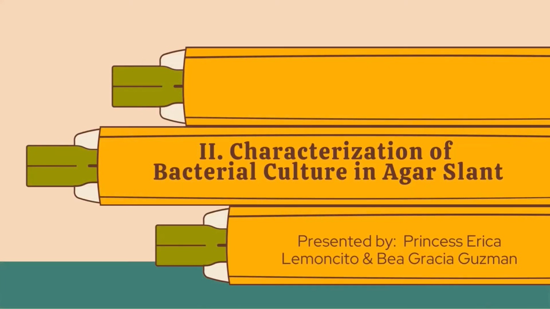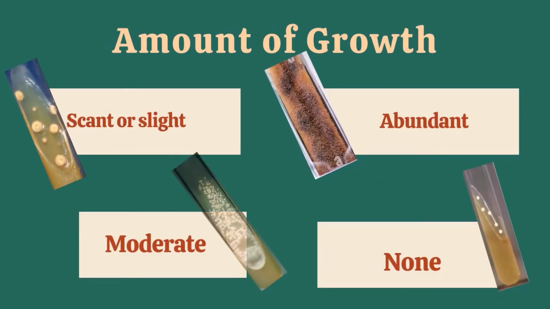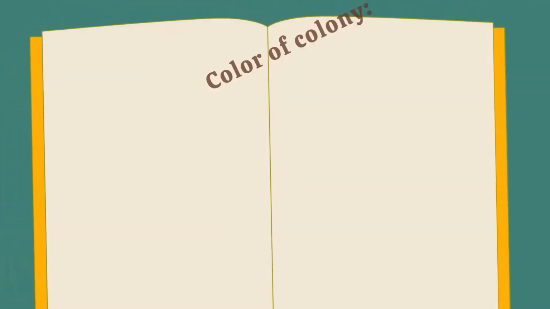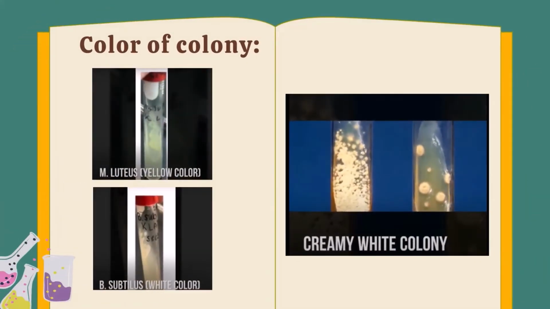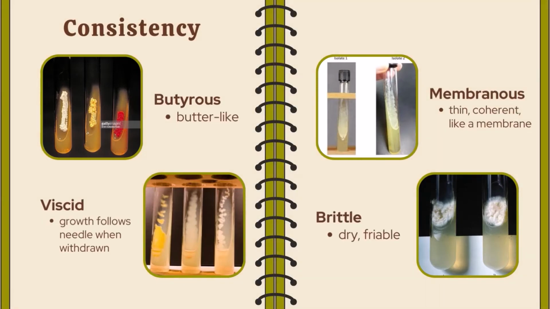Characterization of bacterial culture in agar slant. Amount of growth: scant or slight, abundant, moderate, none. Color of colony: luteus, yellow color; subtilis, white color; and creamy white colony. Consistency: butyrous, butter-like. Viscid, growth follows needle when withdrawn. Membranous, thin, coherent like a membrane. Brittle, dry, friable.